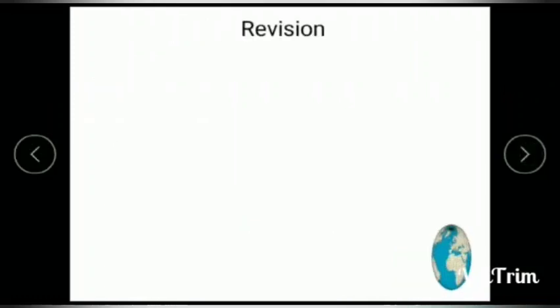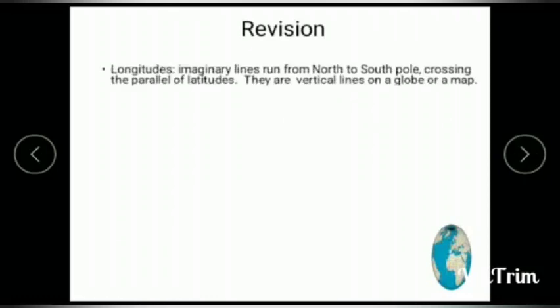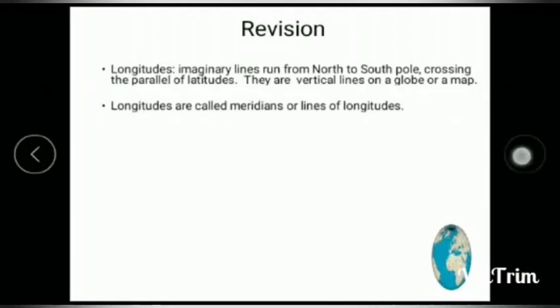But before starting a new topic, let's have a quick revision of our last video. In the last video, we discussed the following. First is longitudes, that is imaginary lines that run from north to south pole crossing the parallels of latitudes. They are vertical lines on a globe or a map. Longitudes are also called meridians or lines of longitude.